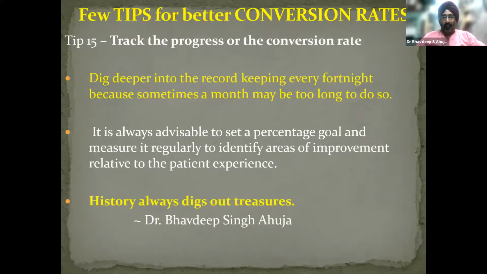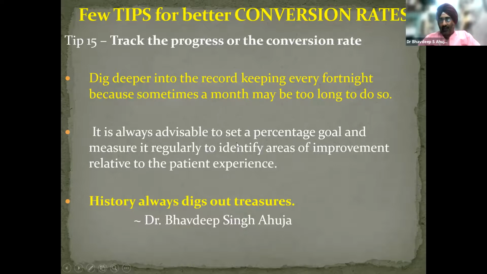So the final thing is always track the progress or the conversion rate. Dig deep into the record keeping. जो conversions हुई हैं, जो नहीं हुई हैं, कितनी हुई हैं. Measure तभी करेंगे ना, 72 out of 100, अगर आप calculate करेंगे. So always set a percentage goal कि इस महीने इतना है, next month we want to improve on this percentage.